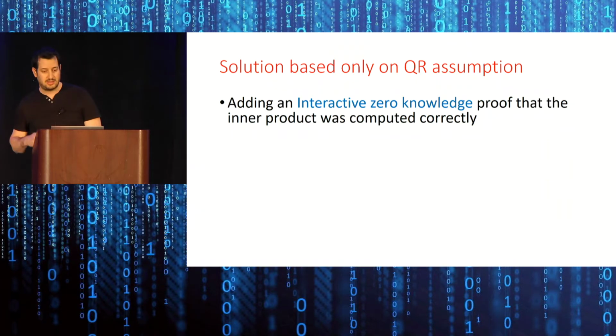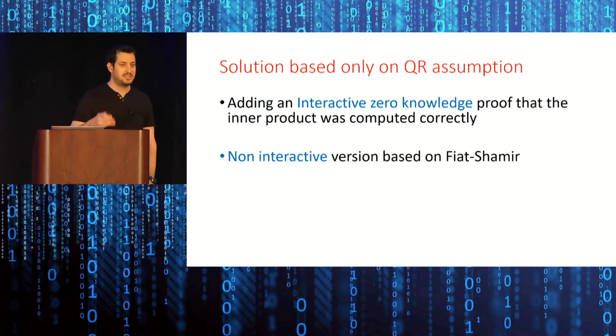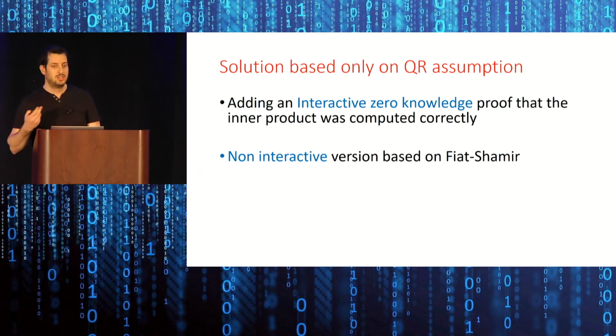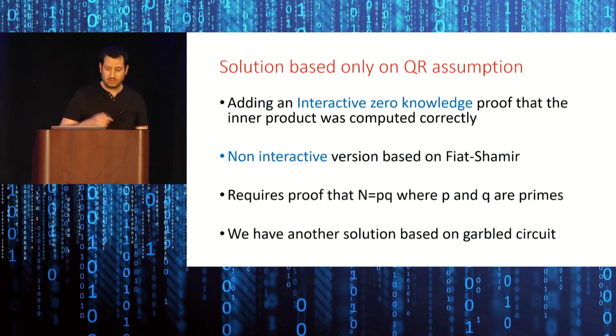We also have a non-interactive version based on the Fiat-Shamir heuristic, which is very nice because it simplifies the protocol and makes it very easy to change your password. It also requires some other proofs, but the details don't really matter here. And again, we have the solution based on garbled circuits.